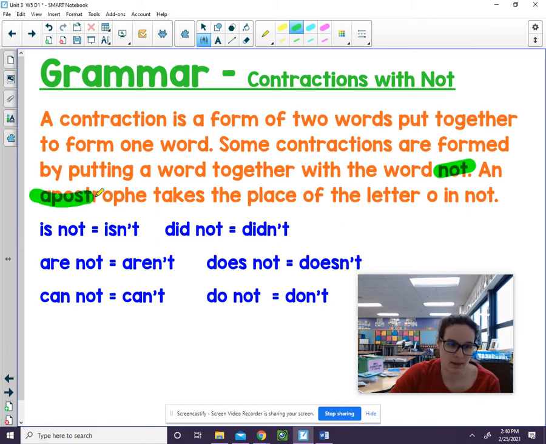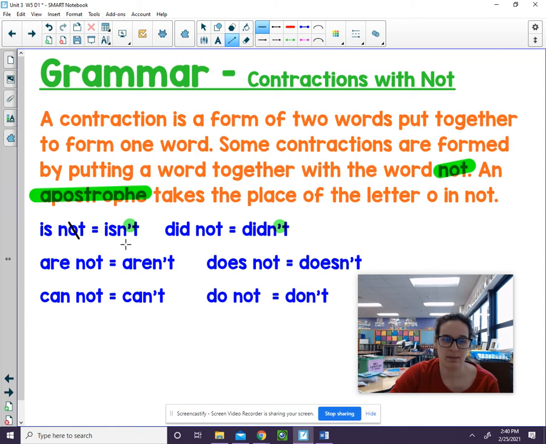So a reminder, an apostrophe is this little guy here. And we can see it here as well. So those are called apostrophes. Look at the following words. Is not becomes isn't. We delete the letter O and instead put an apostrophe. There also is no finger space in between. So is not becomes isn't.